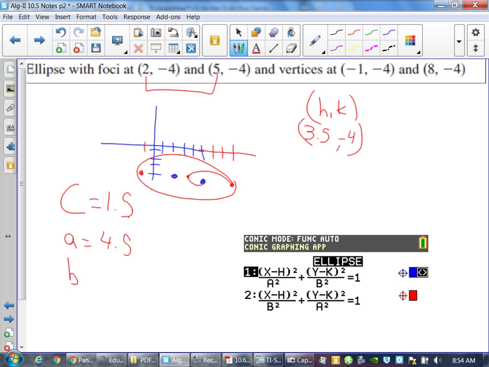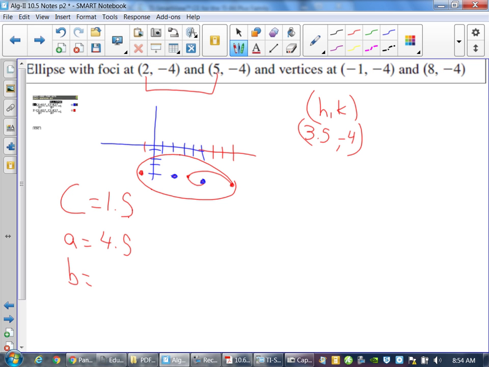So now I gotta figure out what b is. Well, when I'm working with an ellipse, is it a squared plus b squared, or is it a squared minus b squared? Minus. The reason we remember that is it's always the opposite of what the formula is. It's a nice shortcut.